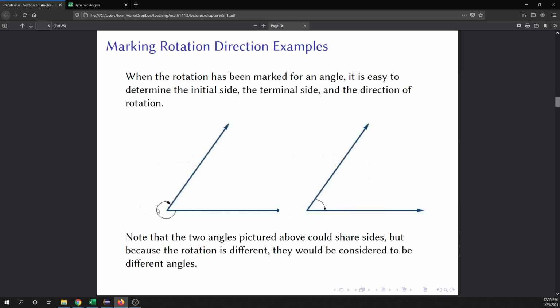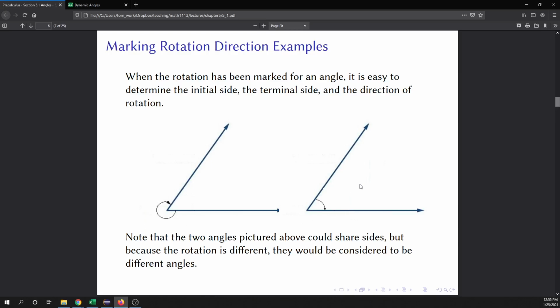So with the marking on the angle, it's really clear which side is the initial side, which side is the terminal side, what direction it rotated in, and how many times around it rotated. All of that is now very clear if you mark the angle.